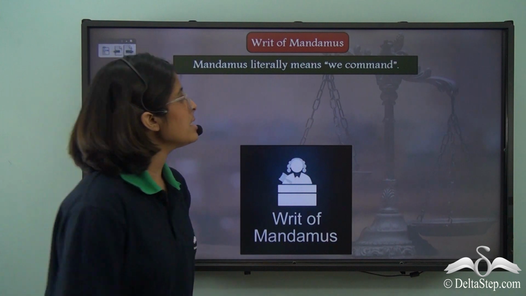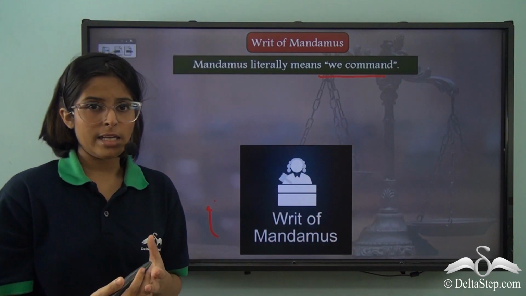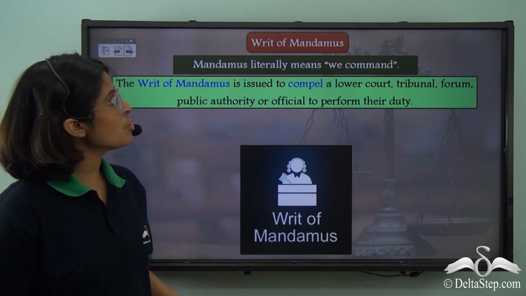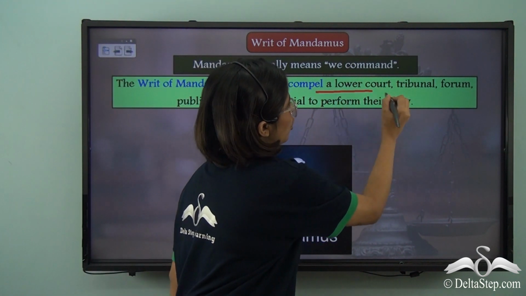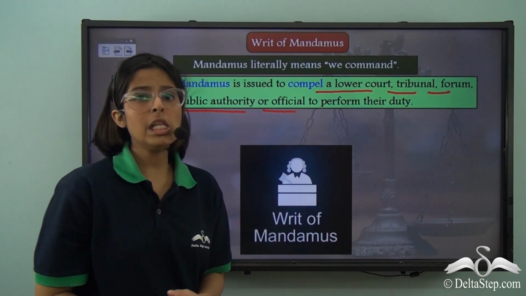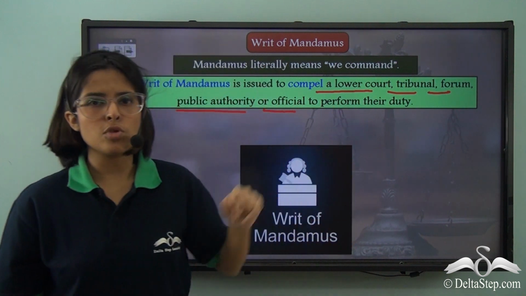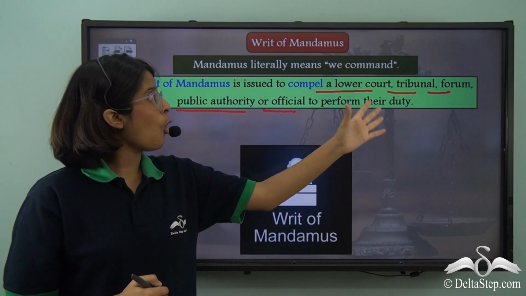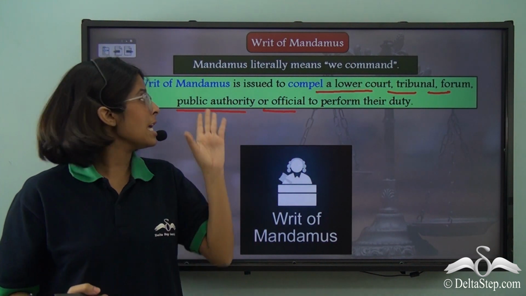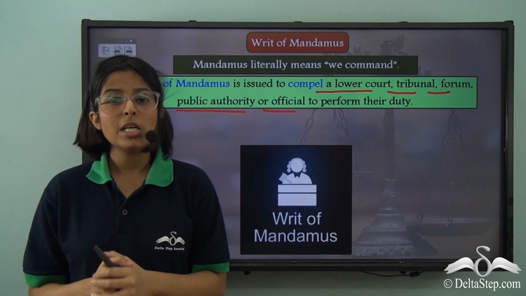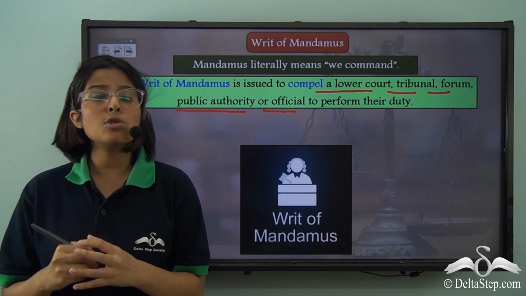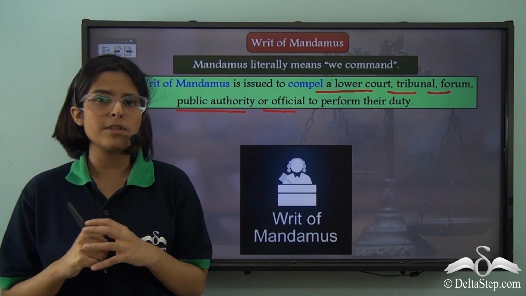Mandamus literally means we command. And the writ of mandamus is issued to compel a lower court, tribunal, forum or public authority or official to perform their duty. Now, as you can see, all of these bodies are public bodies or an official who has been entrusted with a public duty. So that is one of the things that needs to be present. So it has to be a public duty and not a private duty.